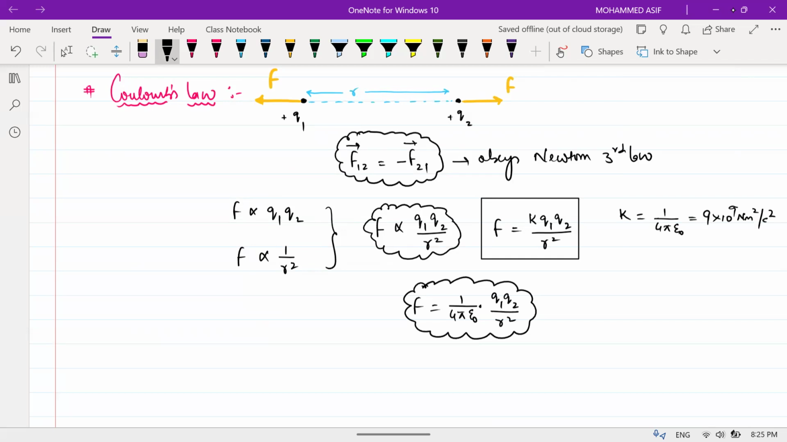And what do you mean by epsilon? This one is pronounced as epsilon naught. It is called the permittivity of free space. And the value of epsilon naught is 8.85 into 10 to the power of minus 12. Unit is coulomb square per Newton meter square. Okay. Yes, sir.